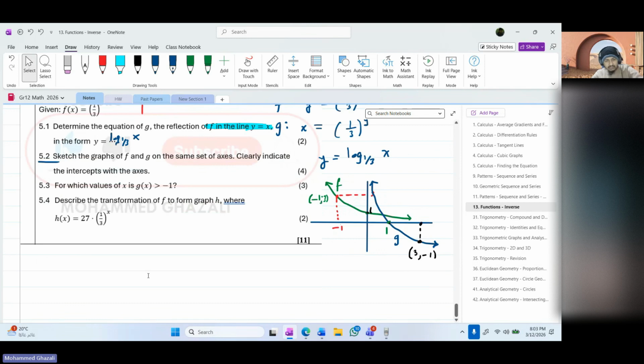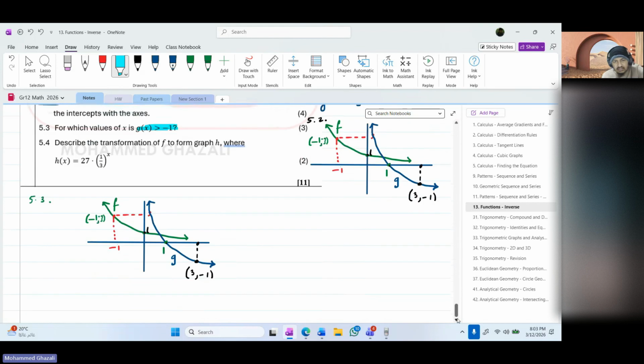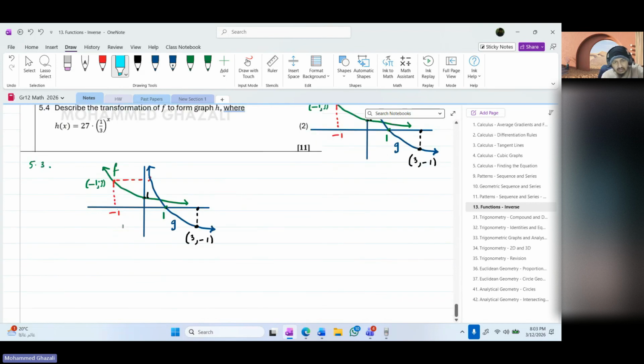Right, so 5.3. By the way, this was 5.2. Guys, you can use the table method and sketch the functions as well. Take a set of values, 5.3. For which values of x is g of x greater than -1? When is g of x greater than -1? What does that mean? So I go to -1 on the y value, right?